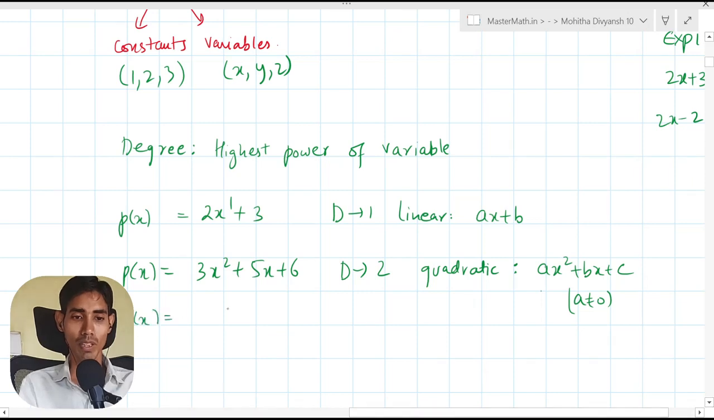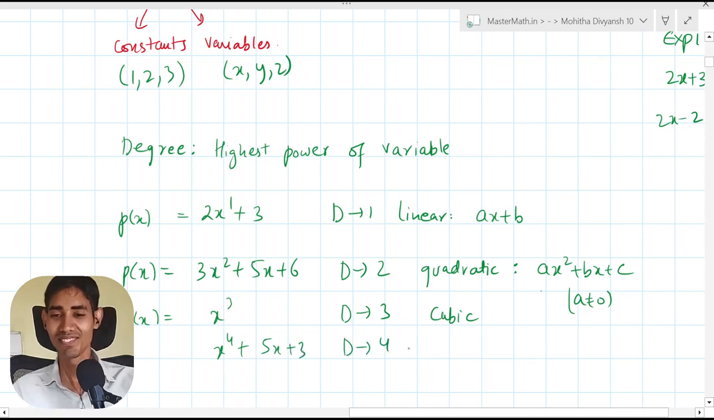Now, not needed, but degree 3 is cubic. You can write the standard form. And what's for 4? Just for general information, not needed though.